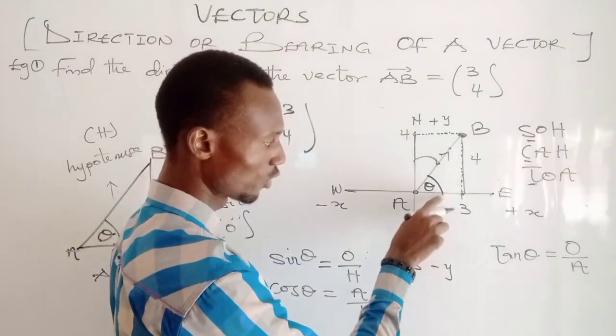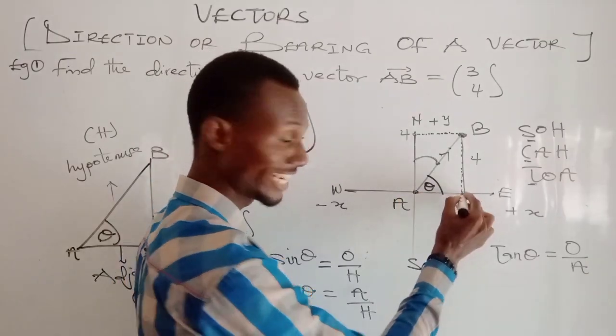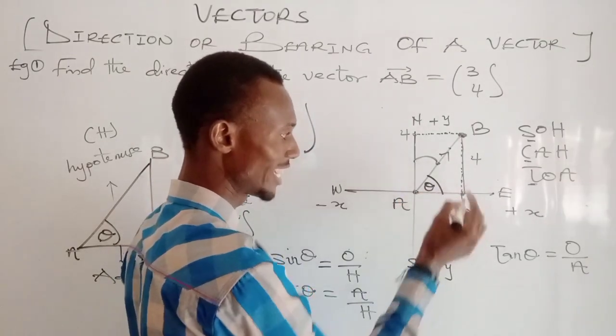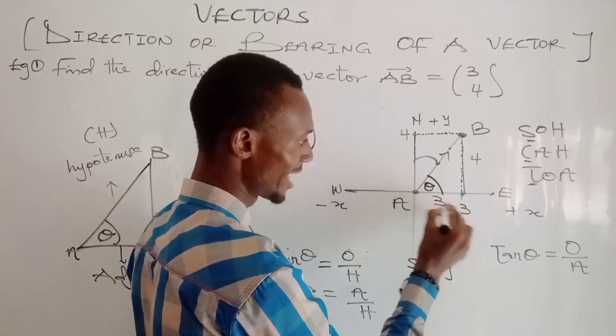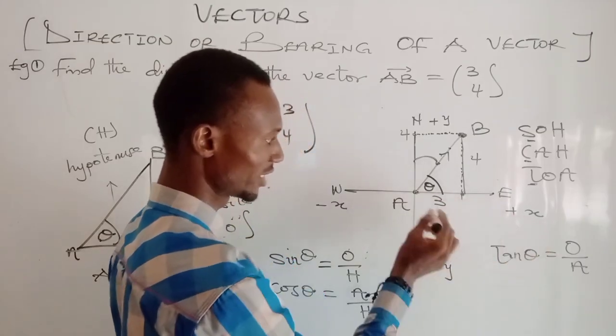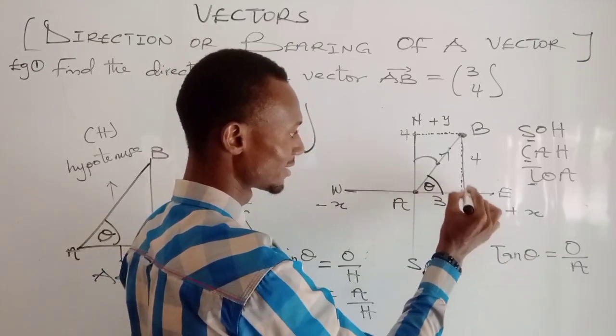Then when I come here also, from here to here is 3. So the distance from here to here is 3. Let me put the 3 here so that you don't get confused. So from here to here is 3.